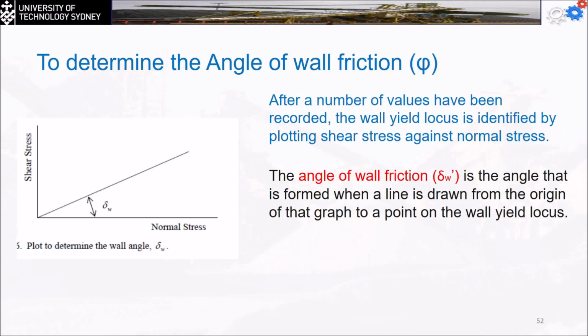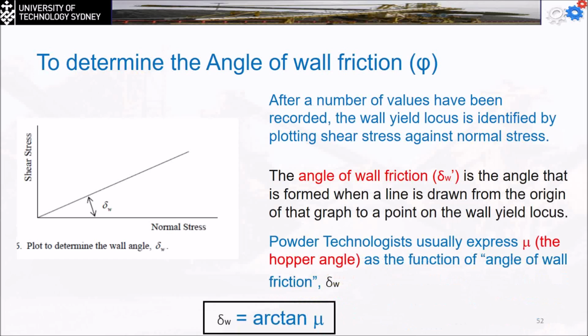And powder technology usually is going to express mu as the hopper angle as a function of the angle of the wall friction, delta W. So delta W is going to be the inverse tangent of mu. Now, this delta W is the same as phi here, but I forgot to change this one.